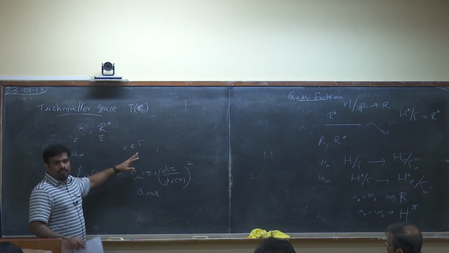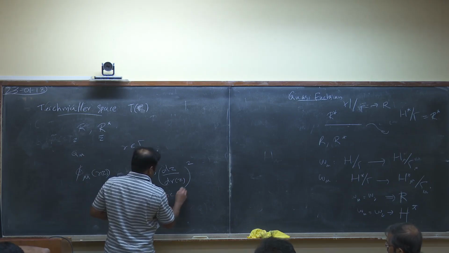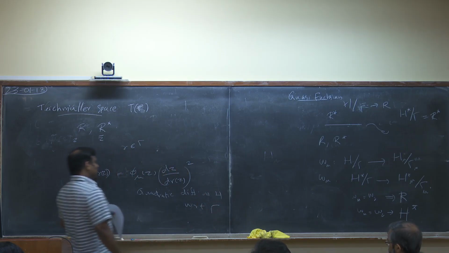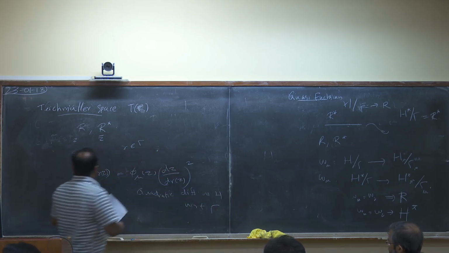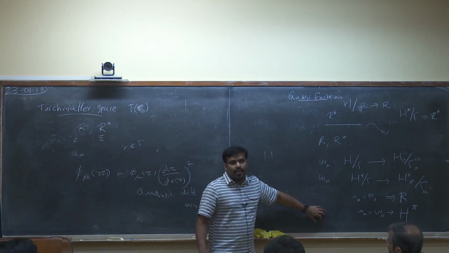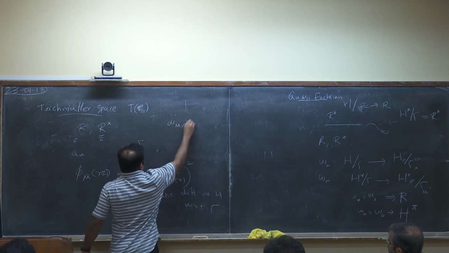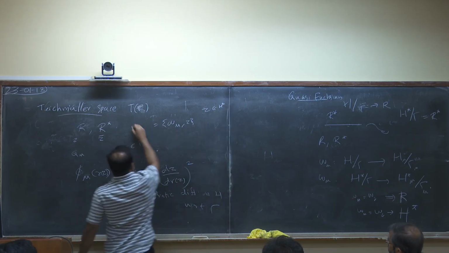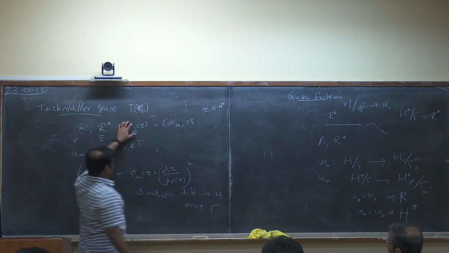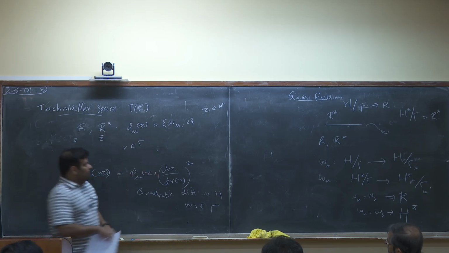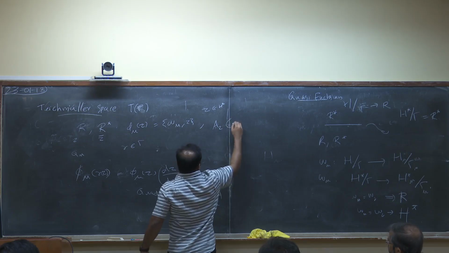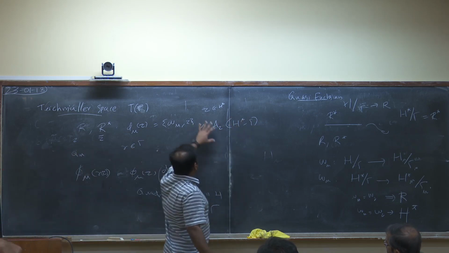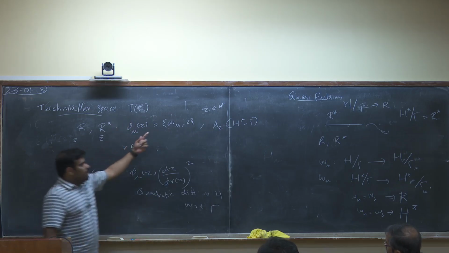By moding out with gamma. That is a simple definition. So this is the definition of quadratic differential on H with respect to gamma. Quadratic differential that I can obtain from the quasi-conformal transformation.